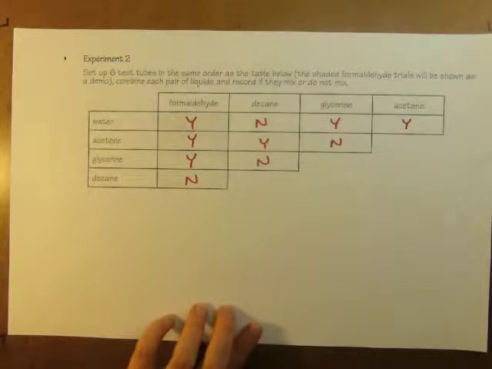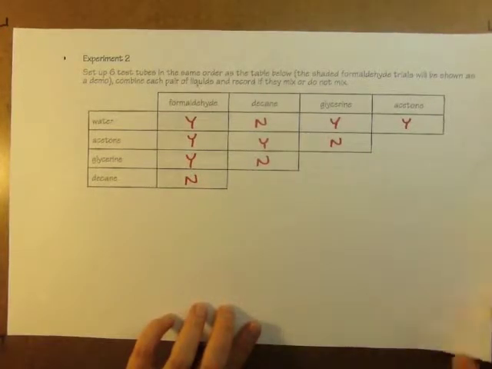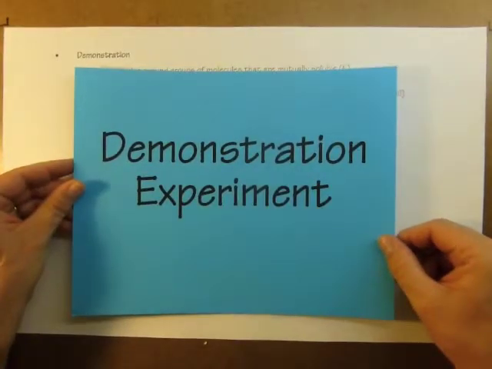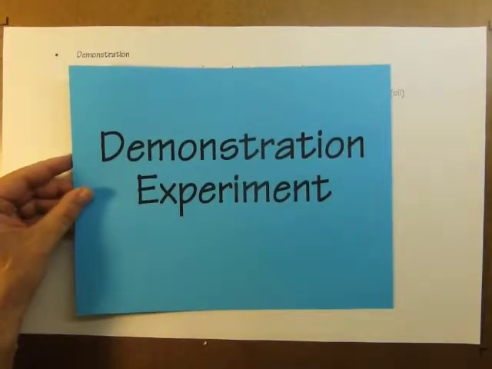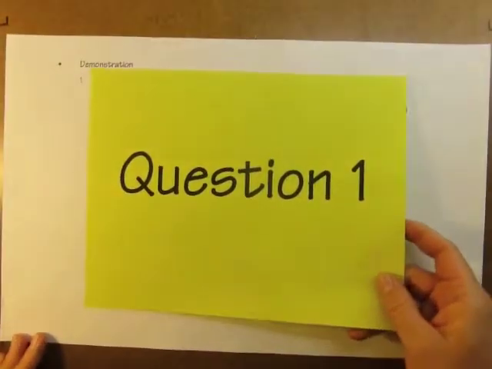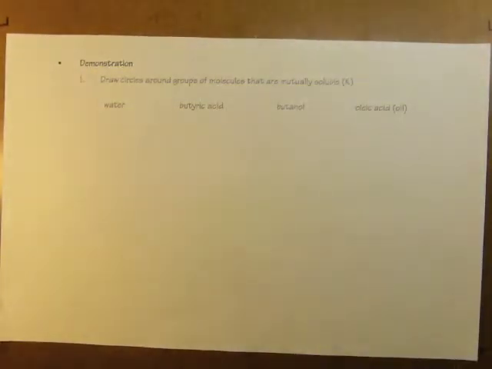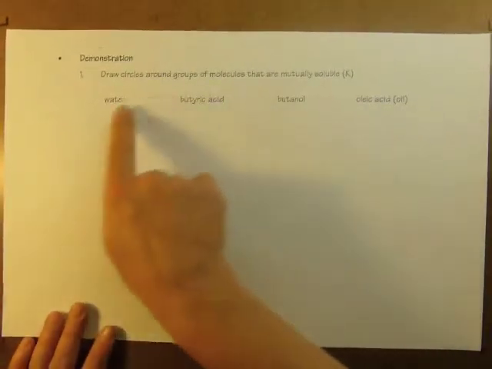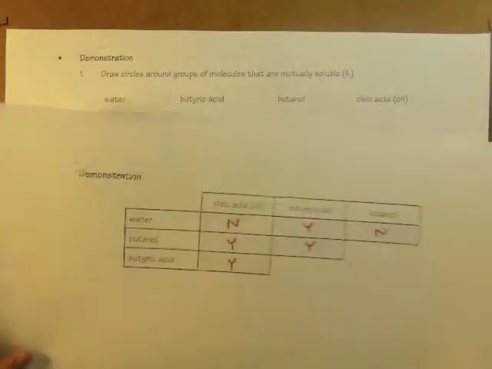Next, what we'll do is we'll look at the questions that go with each of the 3 parts of the experiment. Okay, let's look at the questions from the demonstration experiment. I'll start with question number 1. So the first question asks you to draw circles around groups of molecules that are mutually soluble. It's kind of like making a Venn diagram. So let's take those data. Let me find those data here. Where did I put those data? There we go.